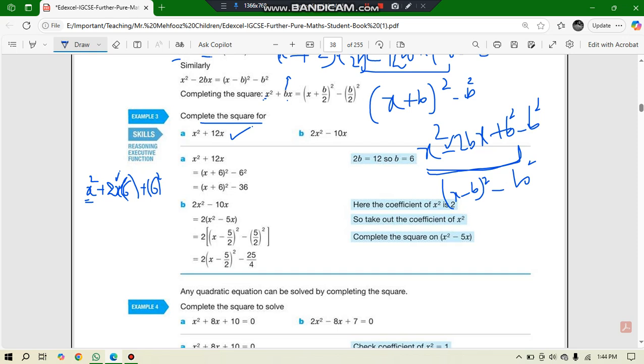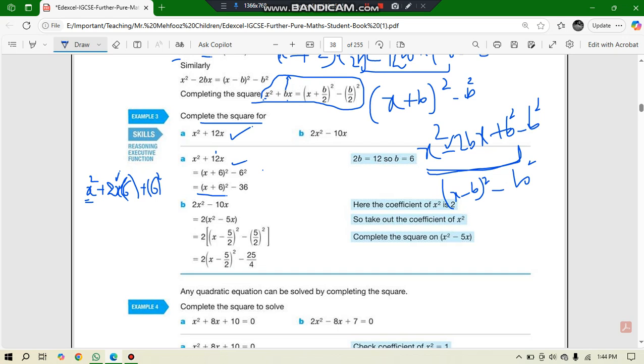You can also use this formula: if we have x squared plus bx, we divide b by 2. Here b is 12, so we divide 12 by 2, that is 6. So we add 6 to x, and that becomes a whole square, minus 6 squared as it is. So it becomes (x plus 6) whole squared minus 6 squared, which is 36.